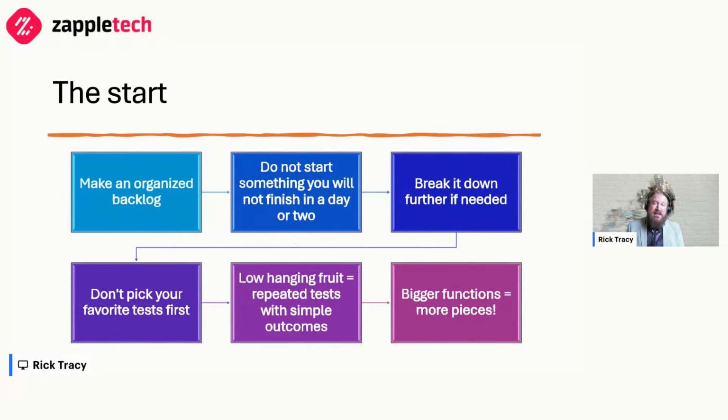It's also important because the other things are usually low-hanging fruit. They're repeated tests with simple outcomes. Those are the ones that you can grab really easily for quick value. They're also the ones that give you the best practice because you're going to be more or less successful with those right off the bat. And as you make simple mistakes, you'll avoid bigger mistakes in the future. The bigger the functions are, the more pieces you're going to have. So make sure that you focus on those small ones.